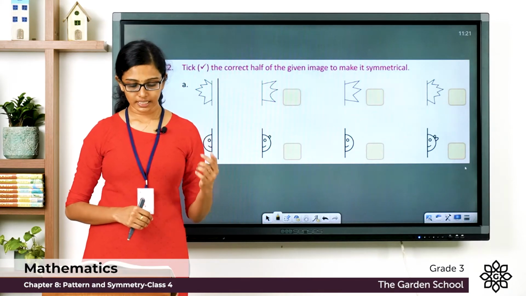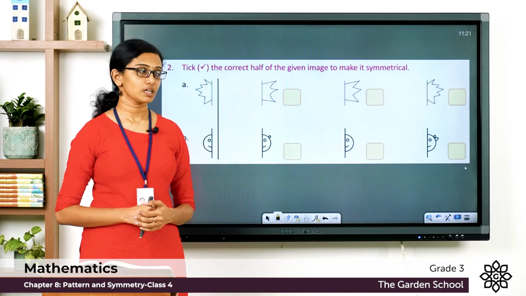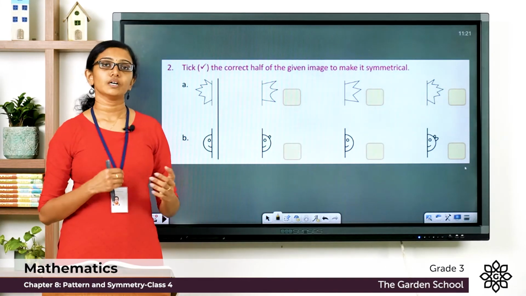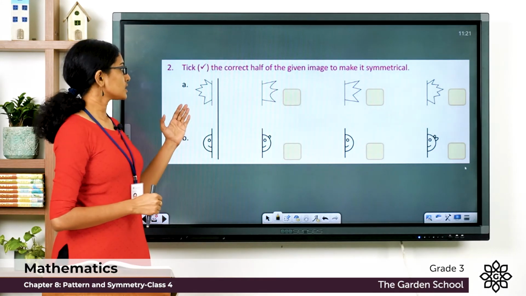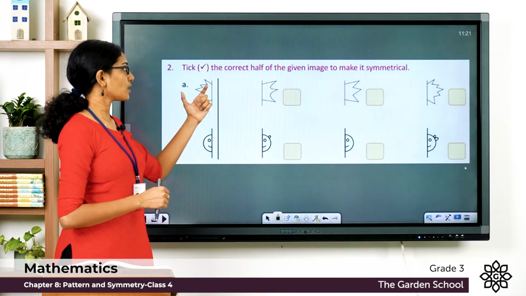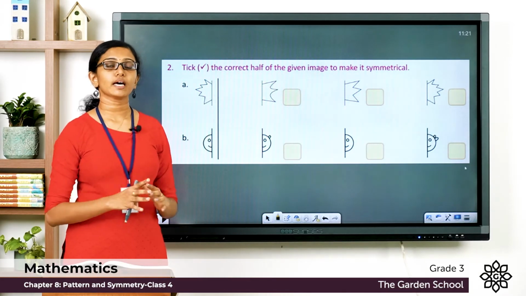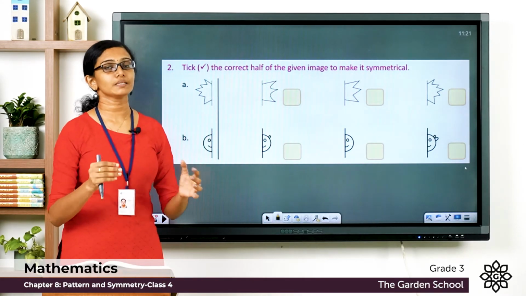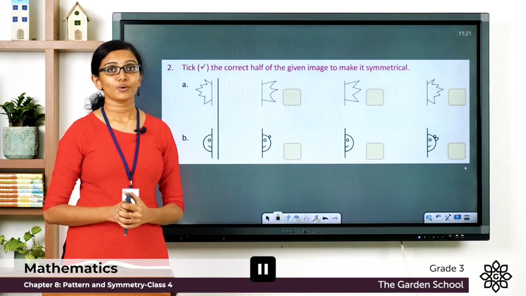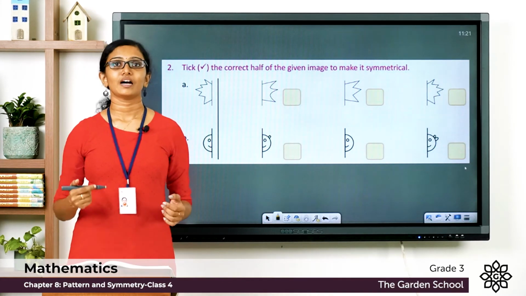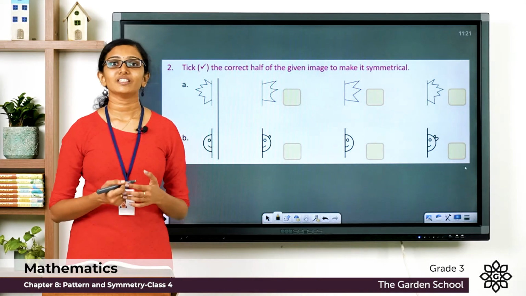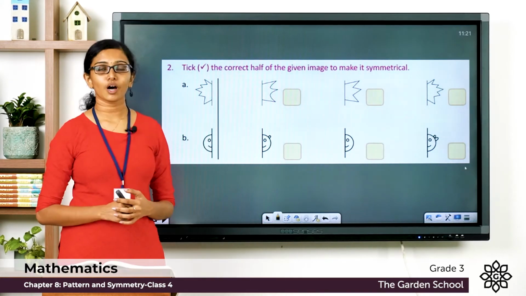So here also you can see a set of two questions. One half of the figure is given here. You have to identify which is the other half from among the choices so that the full image will be a symmetrical image. Pause this video, finish this exercise and come back. Hope you are done with that.